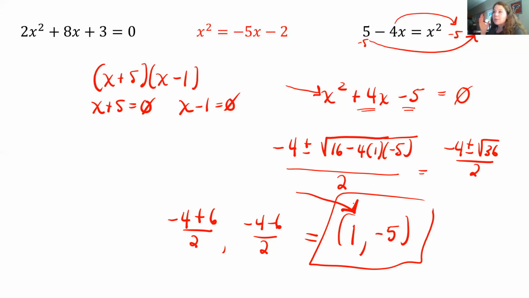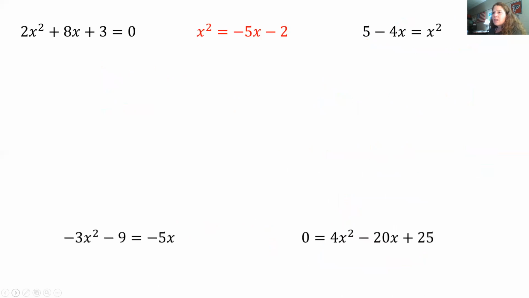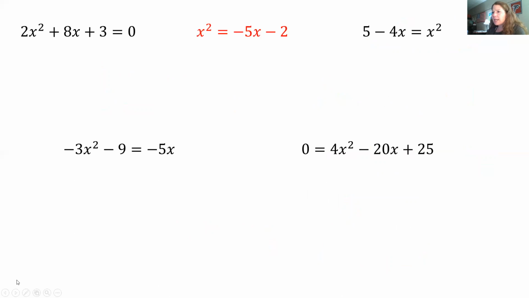So the quadratic formula always works, even if you go, oh my goodness, that was a simple problem. Why didn't I recognize that? Well, recognize it or not, the quadratic formula will give you that answer as long as you use it correctly. Okay? So that's a good reminder to all of us. All right, so two more. I want you guys to try these.